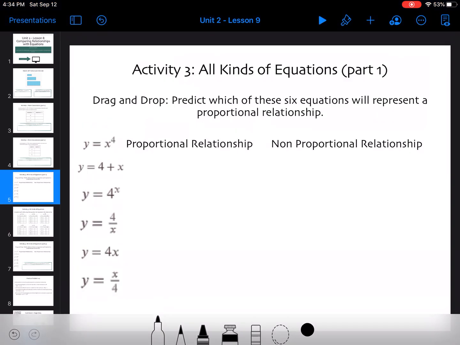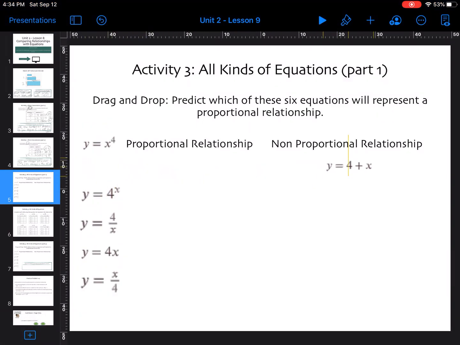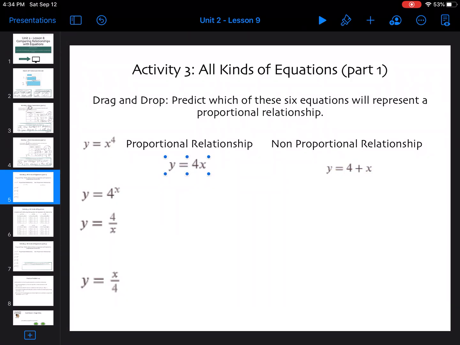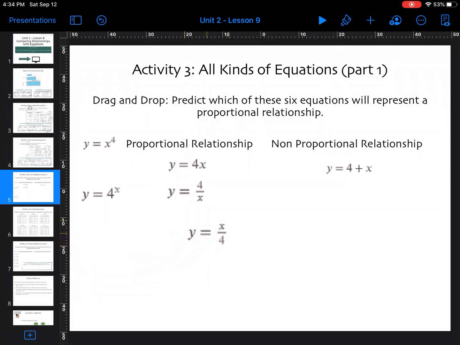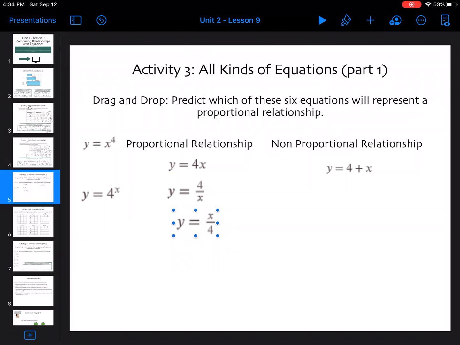So then it says, predict which of these equations will represent a proportional relationship and those that will not. So let's try it. Based on the fact that when I add, it doesn't work, I'm going to put that there. When I multiply, it does. When I divide, it does. So exponents, I've got to think about that one because exponents are going to be a little bit different, right? Because as they get larger, I have to think, okay, does that make sense that each time it's going to work out?